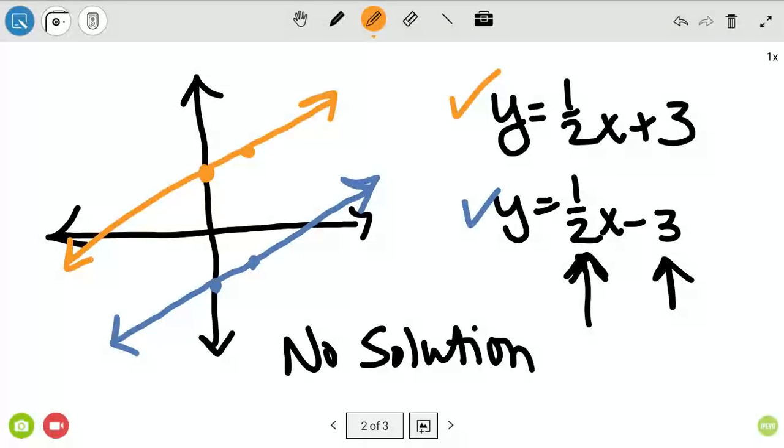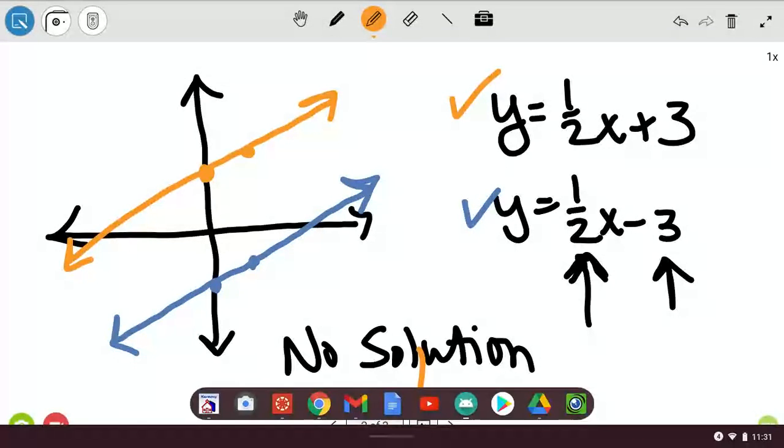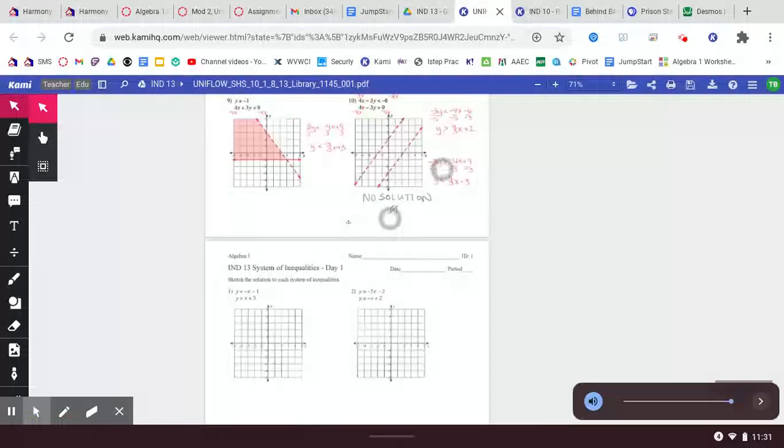If you don't have identical slopes, they will have a single one-point solution every time. There's never an exception to that. If they have different slopes, you will always have a single one solution answer. If they have matching slopes, you're either going to have no solution or infinite. Okay? All right. Now, let's go back to our system of inequalities because that comes into play here as well.